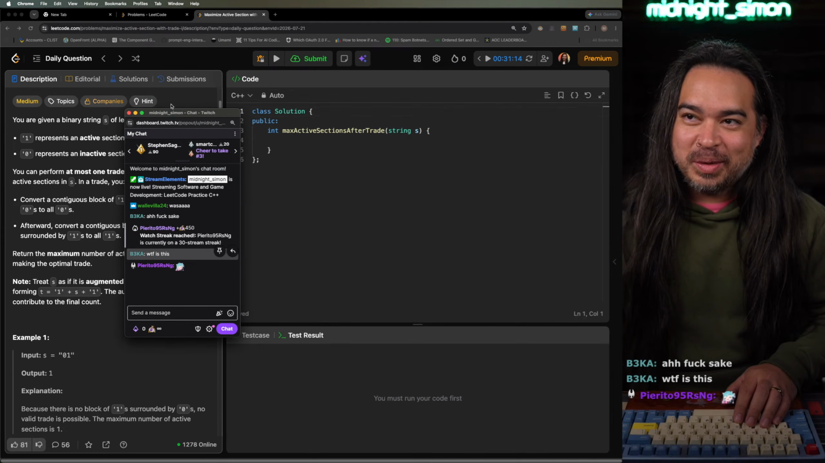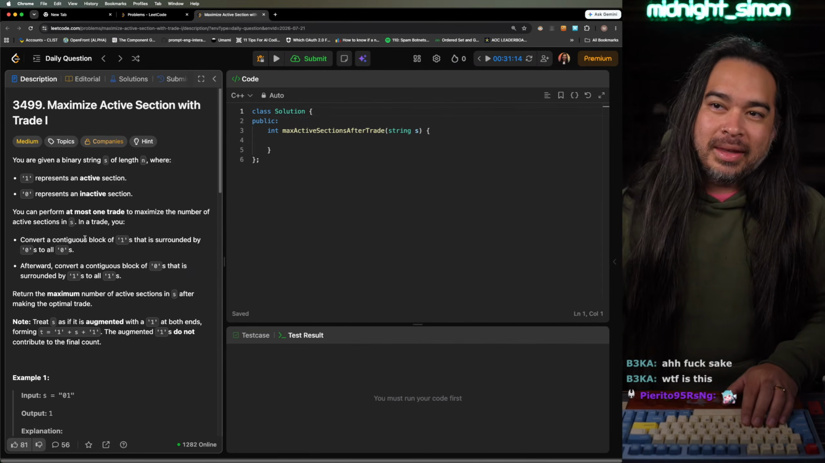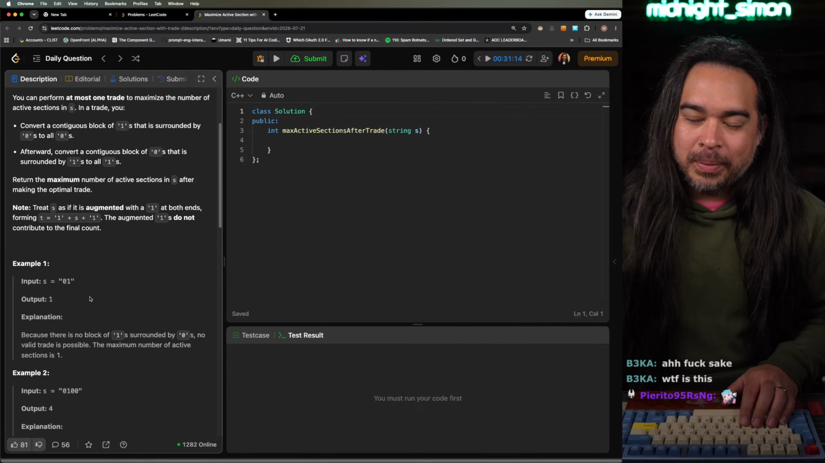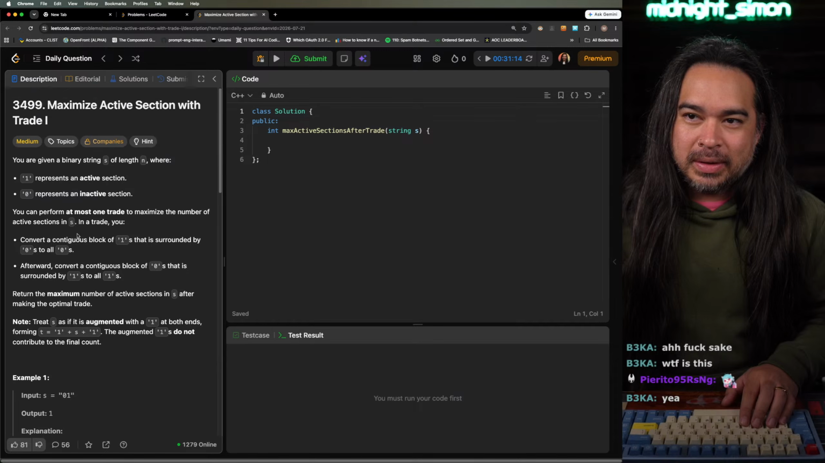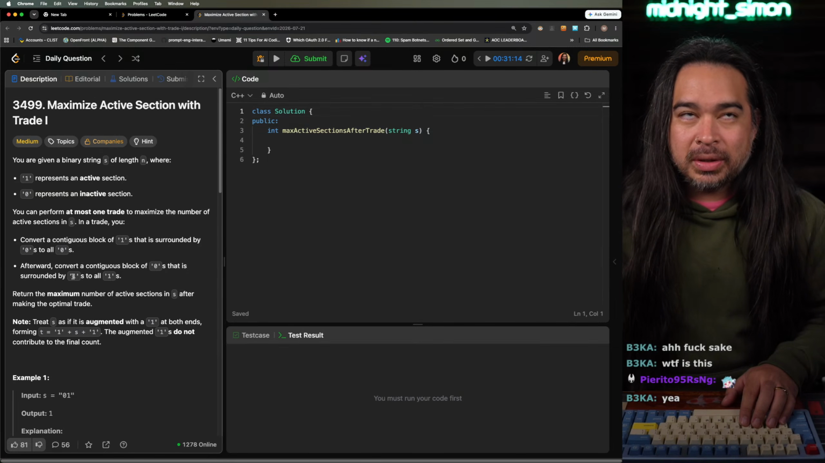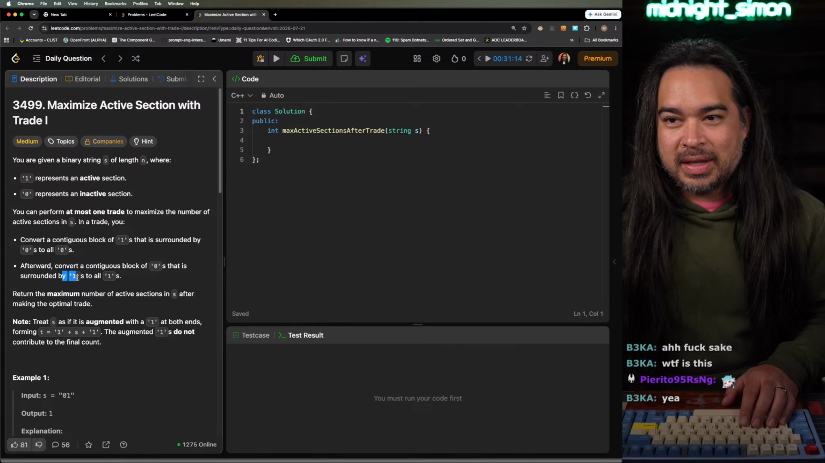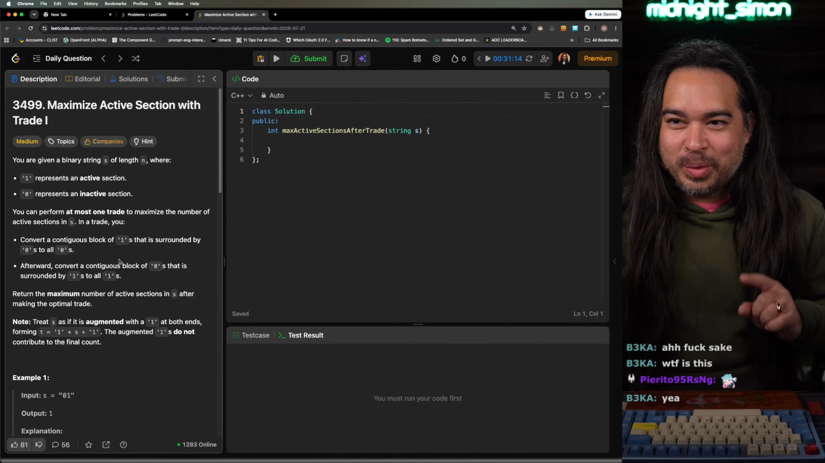What is this? What is this problem? Yeah, what is this problem? So they're saying pretty much ones inside of zeros inside of ones, but you can only do one trade.